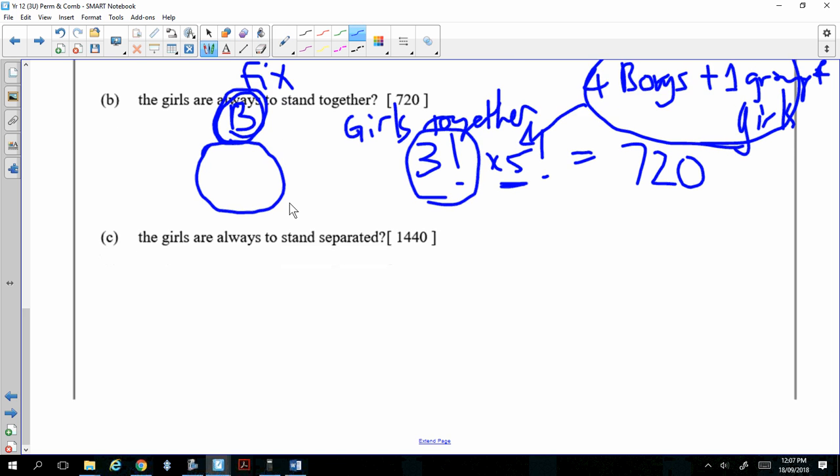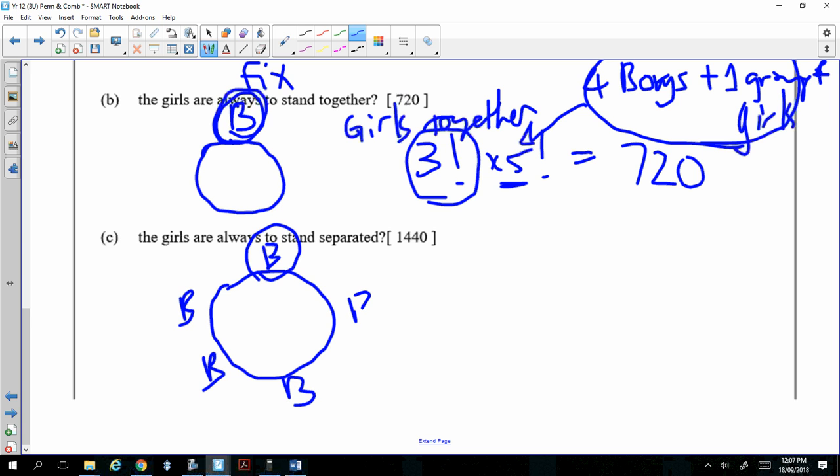Who else tried? Anyone? No one tried? So I will fix a boy first, and then put the boys down. Right? And then what did you do? And then anyone? So therefore there's 4 factorial ways to arrange the boys.